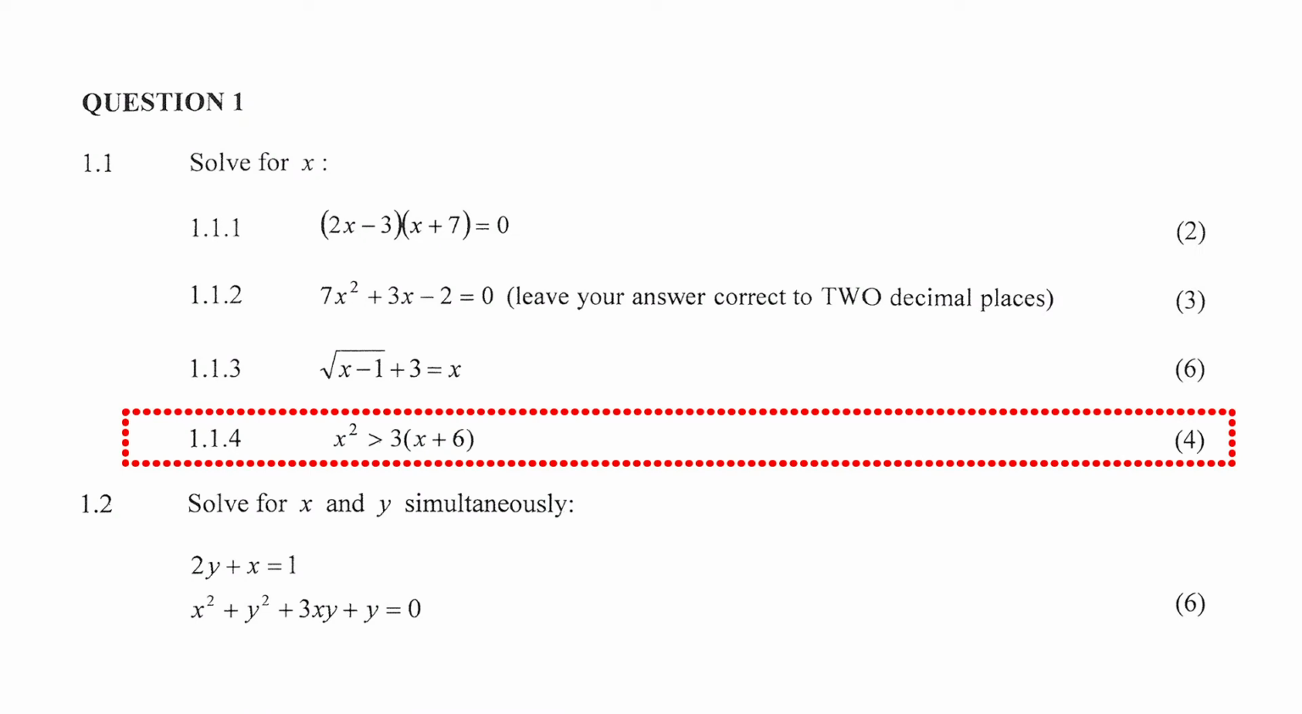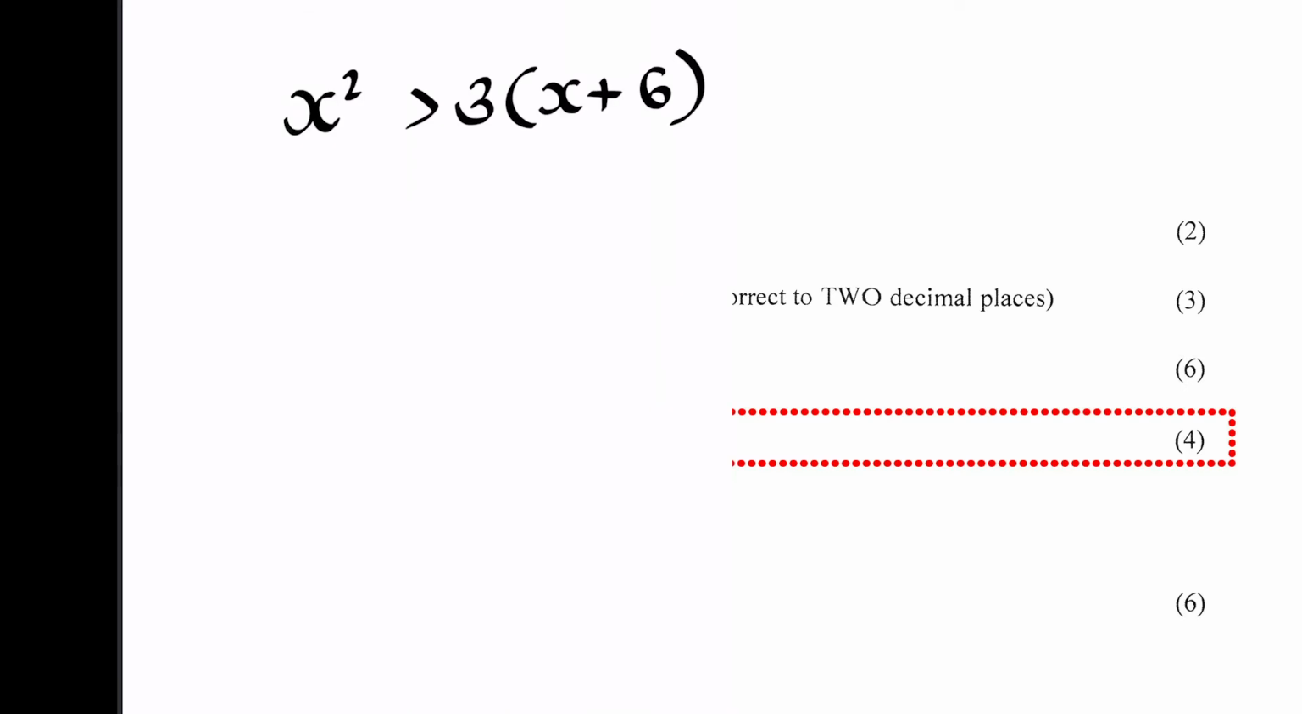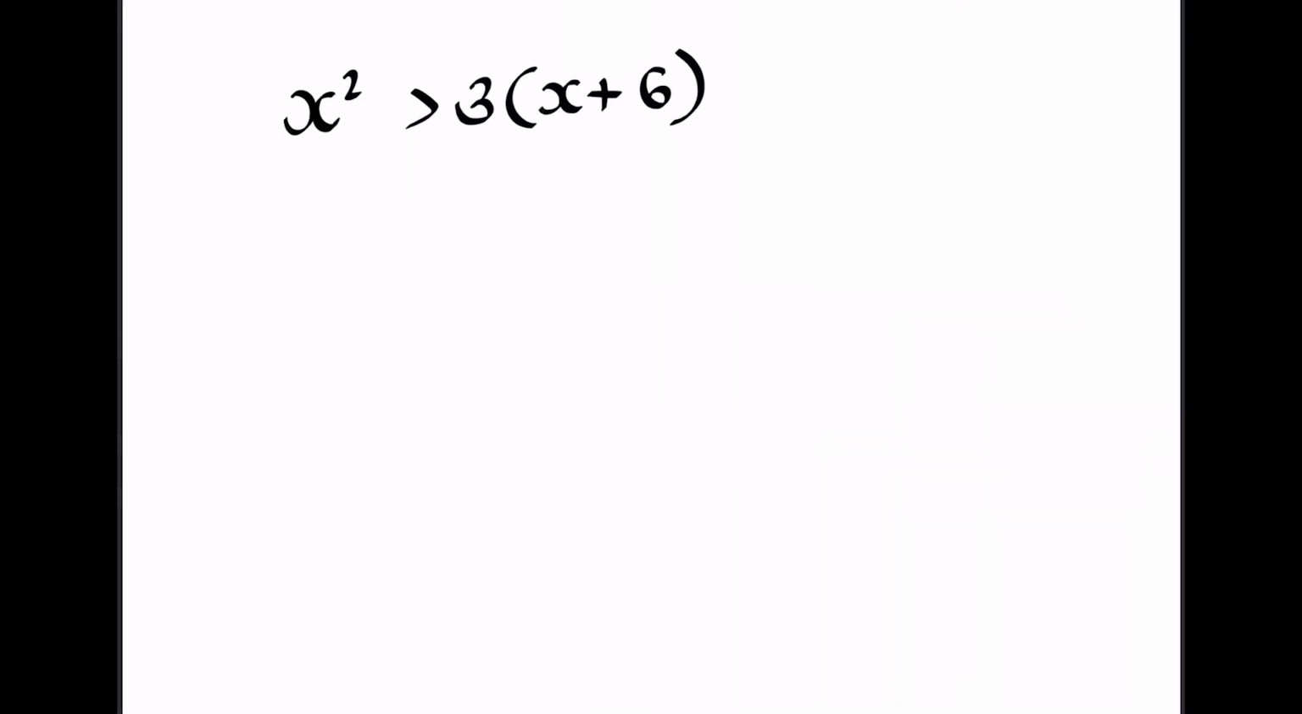Next question, I have x squared greater than 3 into x plus 6. Now this is an inequality question, so I'm going to have a sketch and CVs, or critical values. I see that it's not only an inequality, it's a quadratic inequality, which means I'm going to take everything to one side, put a 0 on the other side, then factorize fully. So I have the 3 into x plus 6.